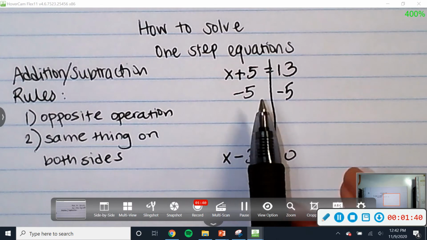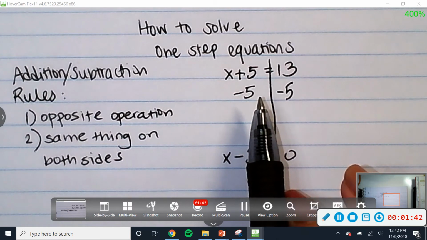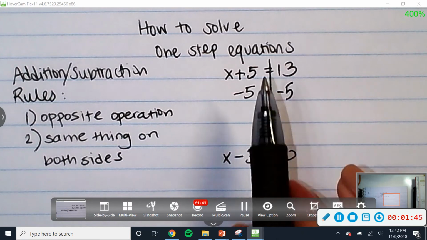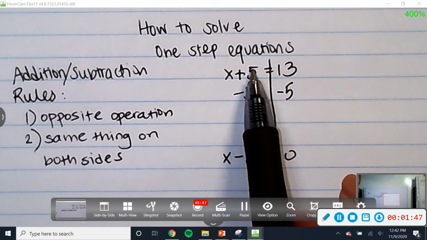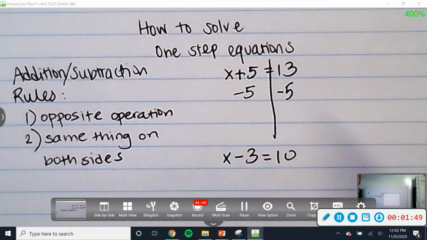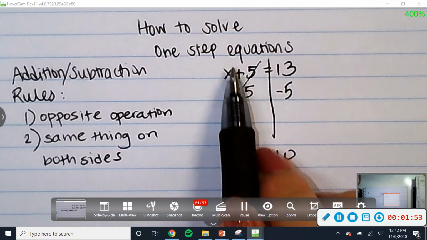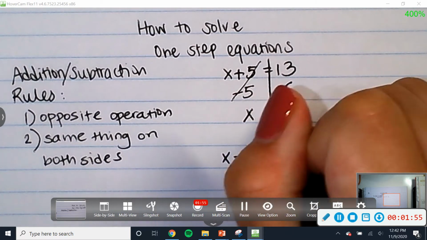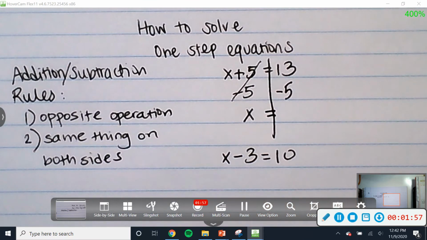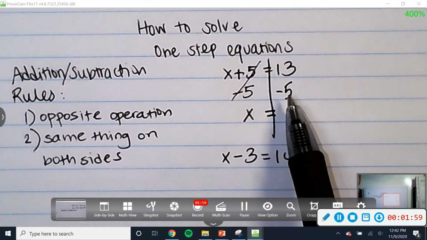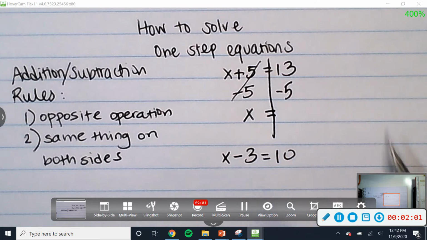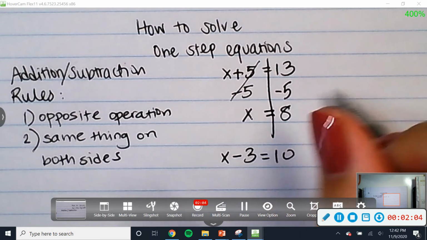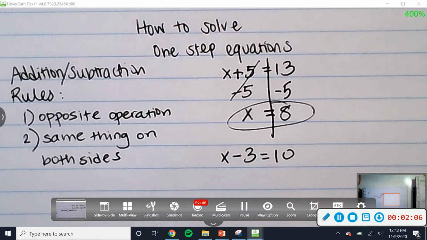Once we have followed these two rules, all that's left is to solve. When we solve, we have a 5 minus 5, which just gives us 0. So I cancel this out so that all we are left with is x on the left, and on the right we solve what is 13 minus 5. 13 minus 5 will give us 8. So our final answer is x equals 8.